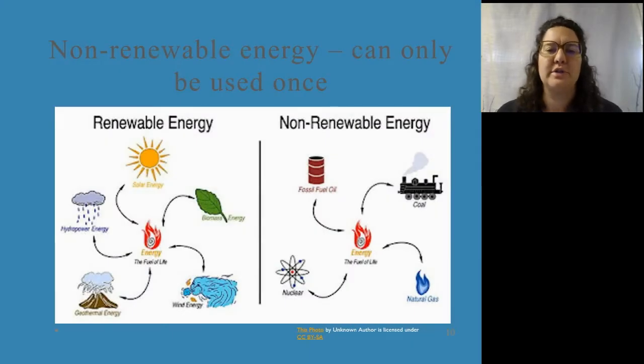So, non-renewable energy sources can only be used one time. Non-renewable energy sources include fossil fuel from oil, coal, natural gas, as well as nuclear fuel sources.